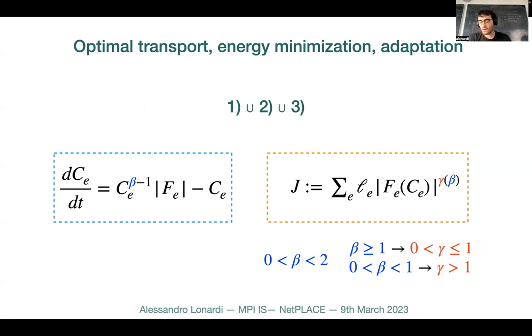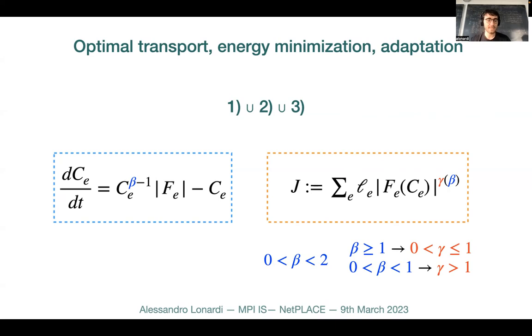You have that the cost of a shipment of a certain resource is equal to the length that you need to traverse multiplied by the flux that you transport on an edge. And then I add the gamma, that is a regularization parameter. And it's quite established that this is a connection with the ODE that is similar to the slime mold.